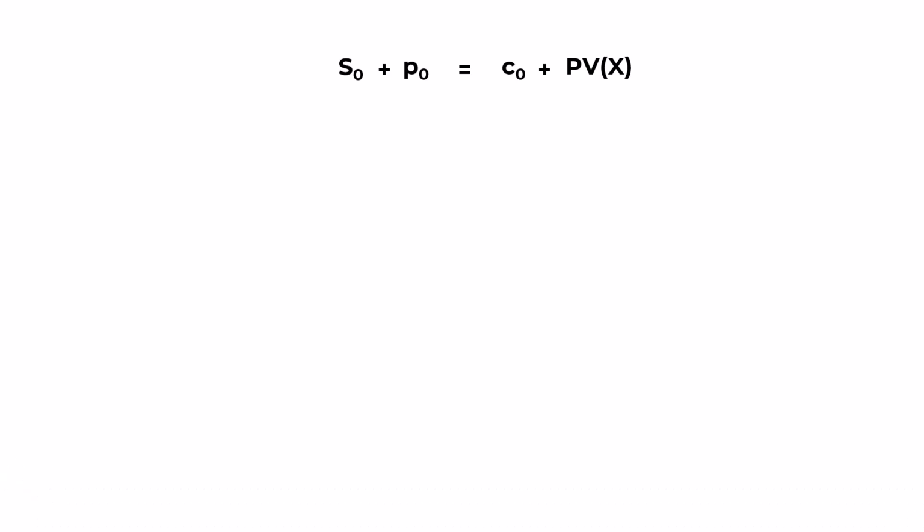Here is the formula in all of its glory, all 5 elements of it. On the left, we have S0. That represents a long stock, going long on the stock, buying the stock at a price S0. That is coupled with P0, a long put. So you are buying a put option on that stock. On the right, C0 is the price of a call option today. That is a long call. And you couple that with PVX.